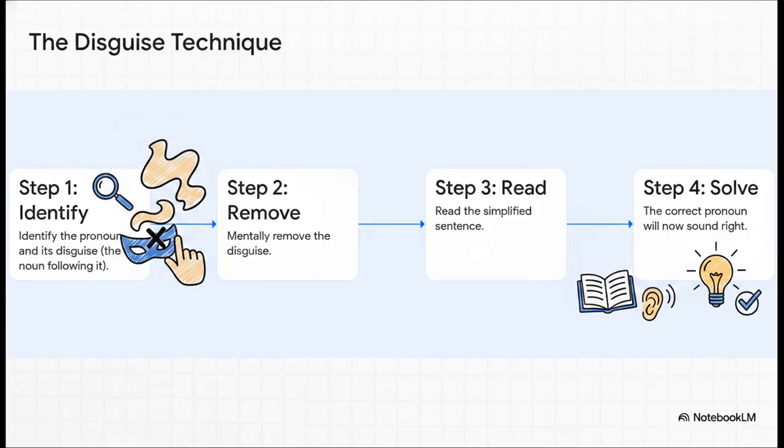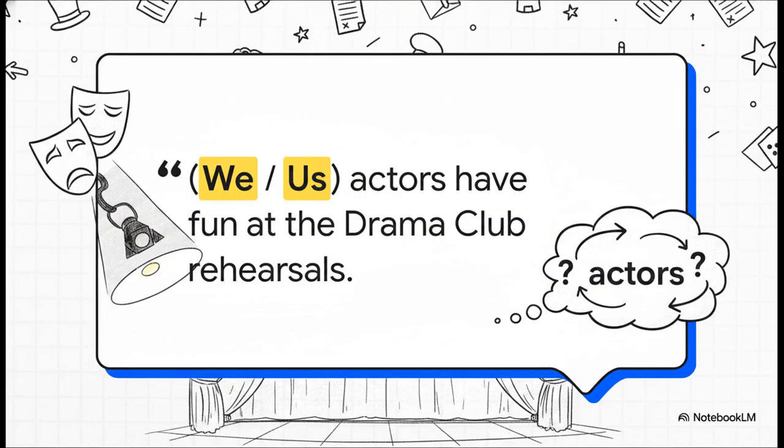Here's the technique step by step. First, spot the pronoun and its disguise. Second, just for a moment, pretend the disguise isn't there and read the sentence without it. When you do that, your ear will naturally tell you which pronoun is the right one. It's like a magic trick. Let's give it a try.